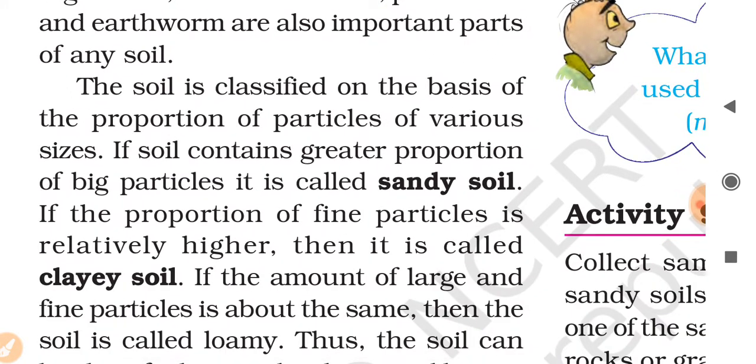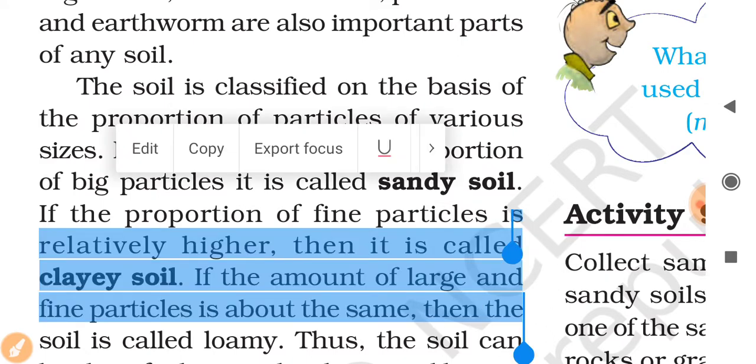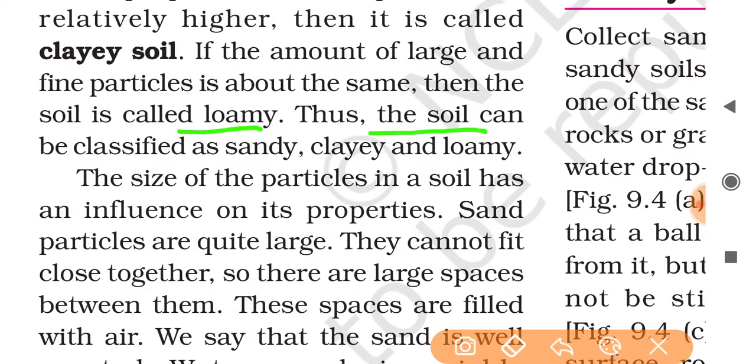The soil is classified on the basis of the proportion of particles of various sizes. If soil contains a greater proportion of big particles, it is called sandy soil. If the proportion of fine particles is relatively higher, then it is called clayey soil. Okay, so these are the two types of soil: when soil contains a greater proportion of big particles, it is called sandy soil. When the proportion of fine particles is higher, it is called clayey soil. Okay, if the amount of large and fine particles is about the same, then the soil is called loamy. Thus the soil can be classified as sandy, clayey, and loamy, three types.